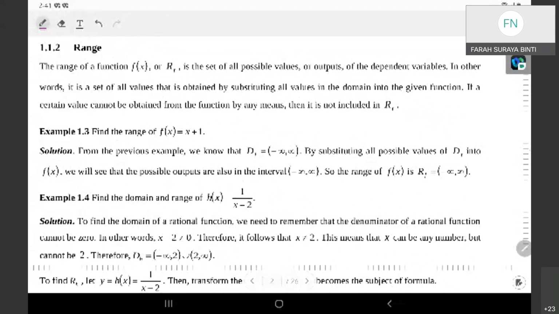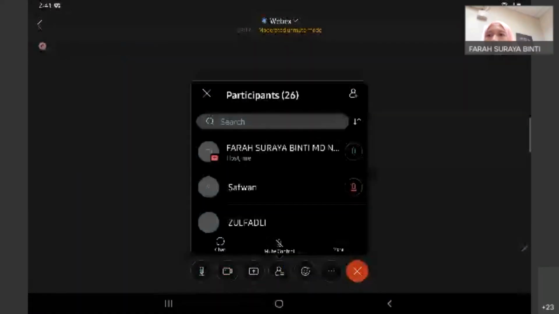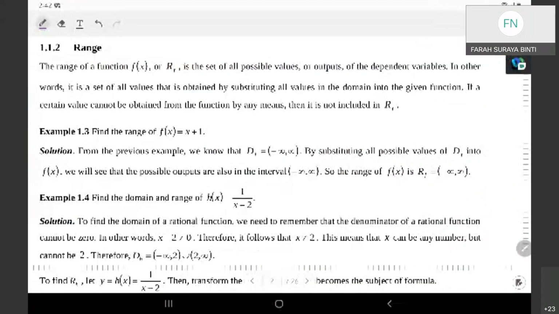Okay, ada apa-apa soalan setakat ni? Kalau ada apa-apa soalan boleh interrupt me anytime. Sekejap, saya nak tengok ada yang baru nak masuk tak? Oh, ada yang nak masuk lagi. Okay, next is about range.